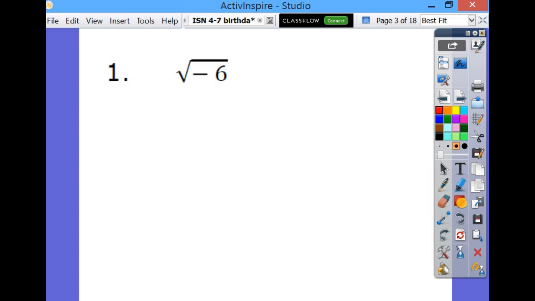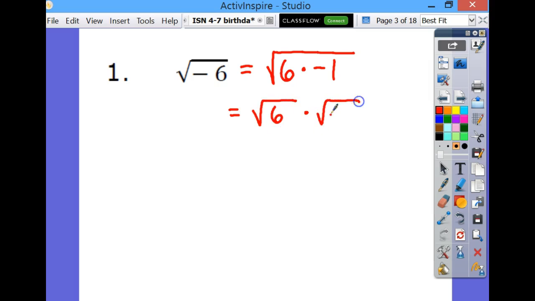Okay, your ISN notes, problem number 1. Do you see that there's a negative sign under the radical? Negative 6 would be equal to 6 times negative 1. Is that true? Negative 6 would be 6 times negative 1. A property of square root says that if I have two numbers multiplied together under the radical, I can change that into two separate radicals. And then I can reduce it.